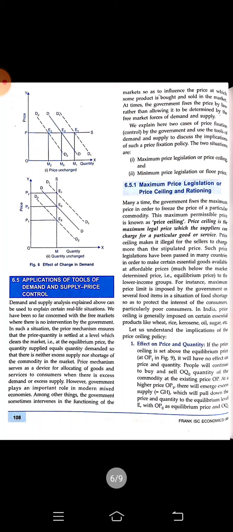Next, they are telling us about the applications of the tools of demand and supply to control the price. We have so far been concerned with free markets, where there is no intervention or interference of the government. Government plays an important role in the modern economic system. Among other things, the government sometimes intervenes in the function of the market so as to influence the price at which some product is bought and sold in the market. At times, the government fixes the price by law rather than allowing it to be determined by the free market forces of demand and supply.